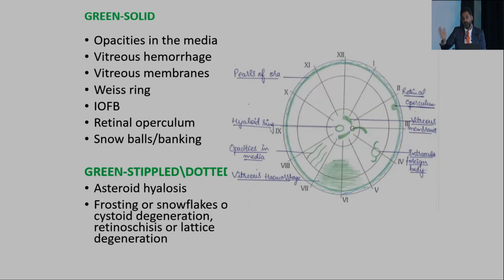Then you come down to green, which is also fairly commonly used. This could be solid, or this could be stippled or dotted with kind of a broken appearance. So one quick thumb rule is that anything in the vitreous which is not meant to be there, which is either degenerative or secondary to pathology, is green. So your vitreous haze, your vitreous hemorrhage, your posterior vitreous detachment, your snowballs, your snow banking, anything in the vitreous is green. So when in doubt, if it's in the vitreous, please make it green.